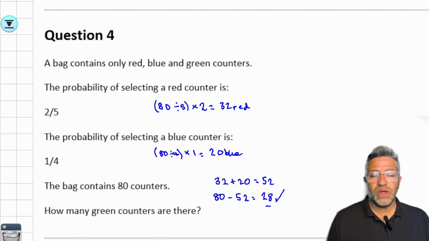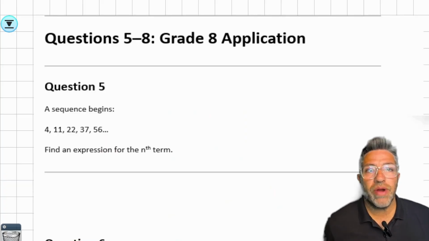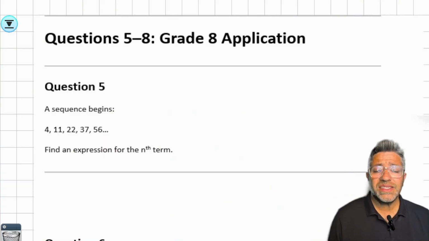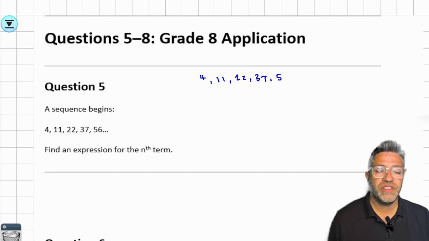Now the next set of questions move on from the grade 7 plus and instead start looking at grade 8. A sequence begins. Now, because I need some space for my working out, I'm just going to rewrite that original sequence: 4, 11, 22, 37, and 56.